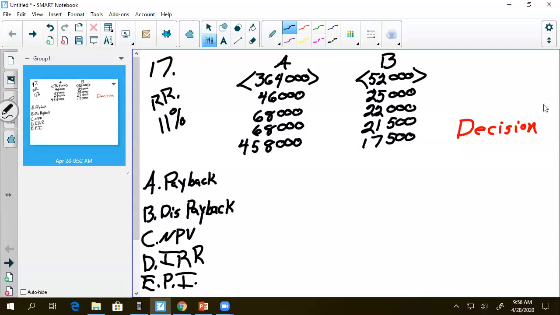Zoe, what do you got for A on payback? Do you have that? Yeah, 3.40. Okay, 3.40 years. Does anybody have the payback period on project B yet? Is anybody working that out yet? I'm trying to work on it. Okay, Ty, I'll give you a second.